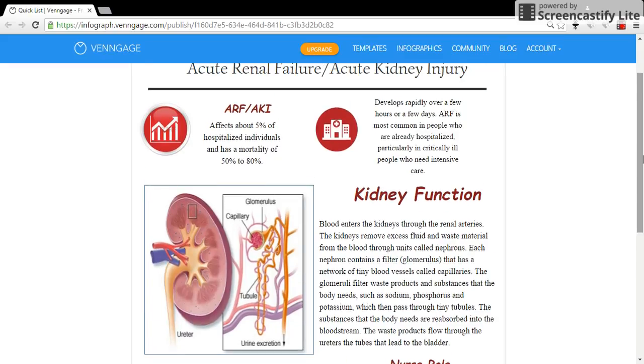Also, we will have a simulation scenario to help you connect what you have learned in class to practice and to acquire the clinical skills in a safe environment.